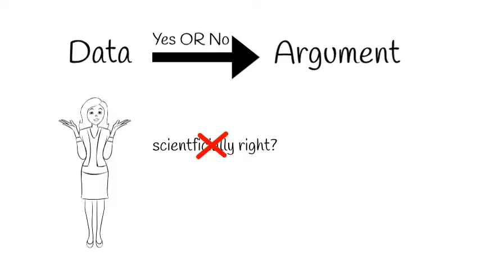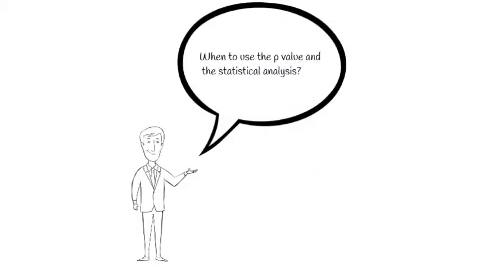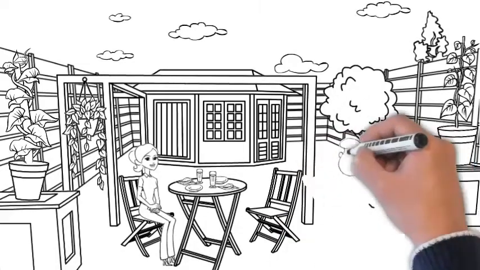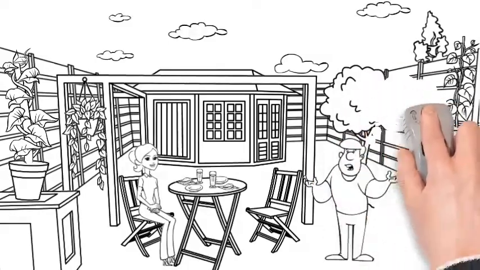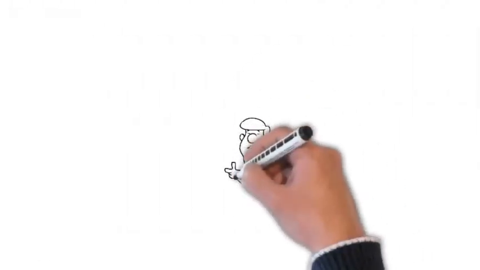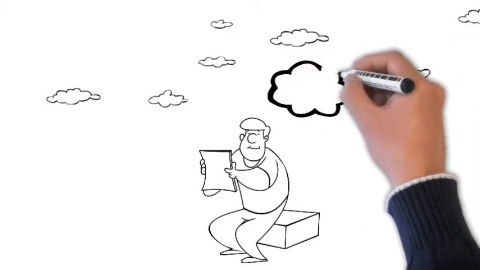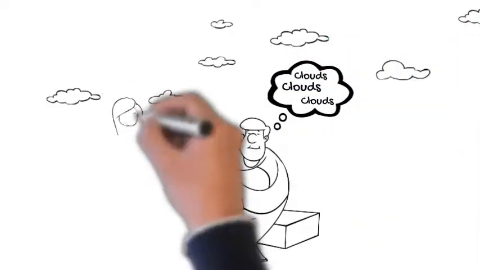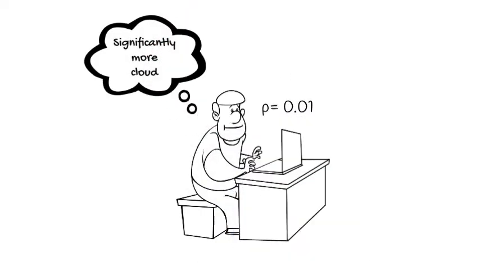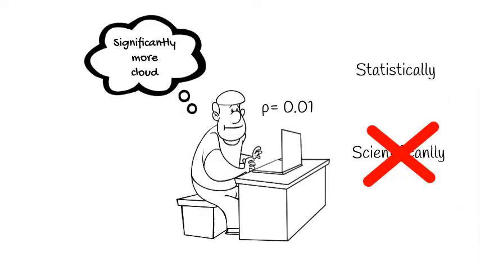The question now is, when to use the p-value and the statistical analysis. Let us take the following example to answer the question. Yusuf noticed that when he wants to go for a date, it is more likely to be cloudy. He decided to collect data to prove his hypothesis. So he made a note about the clouds every day he went for a date for a whole year. He then analyzed the data and got a p-value of 0.01. A significant p-value from a statistical point of view, but a nonsense result from a scientific point of view.